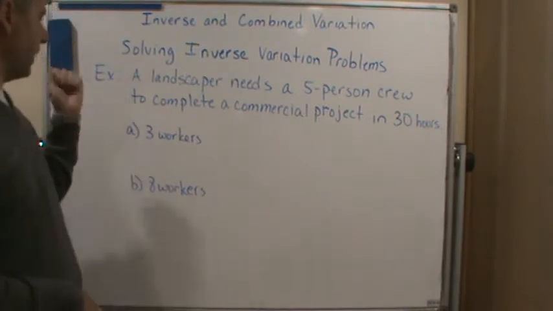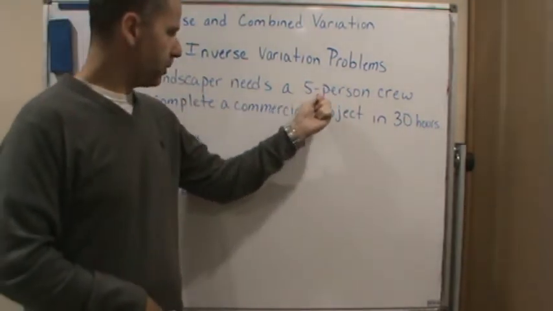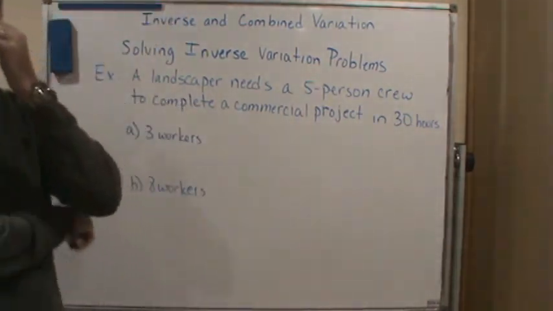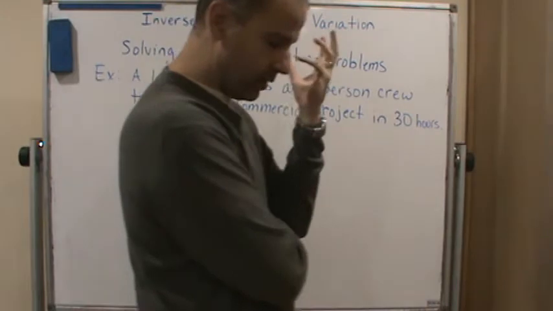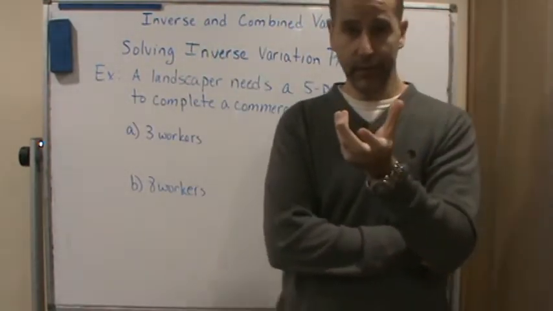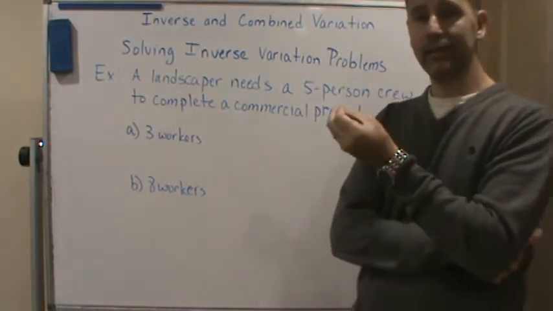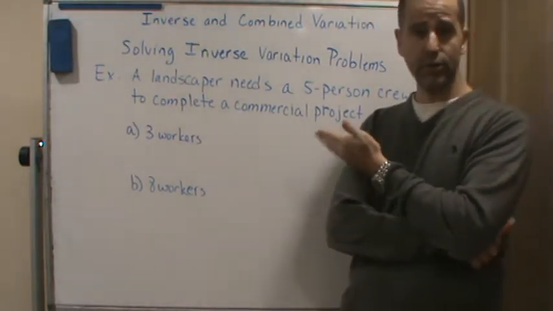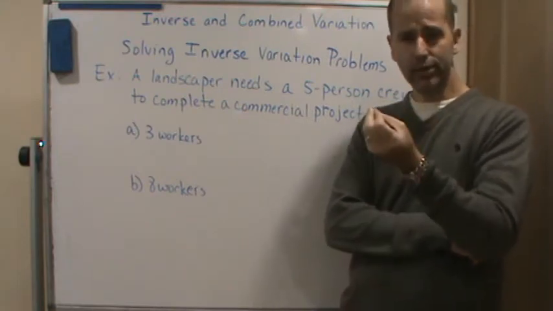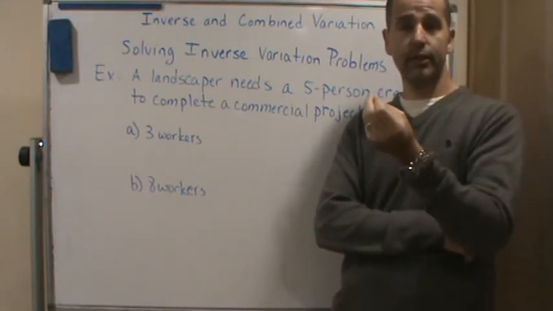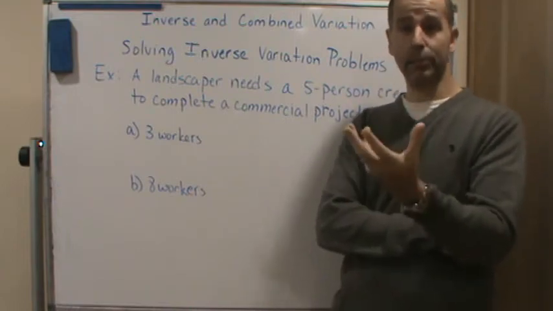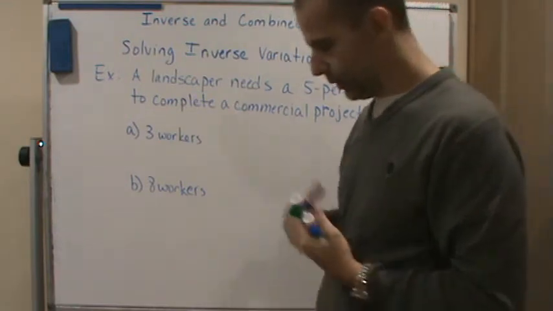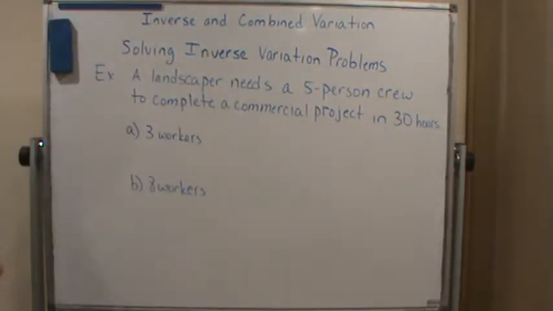Okay, so it says, a landscaper needs a 5-person crew to complete a commercial project in 30 hours. So the relationship is number of people in the crew, and how long it takes to complete the job. So again, this is obviously an inverse variation type problem, because as you increase the number of workers for a project, the amount of time that it would take to complete that project will go down. So that's inverse variation. So now that we know that, now we know how to approach this problem and solve it.